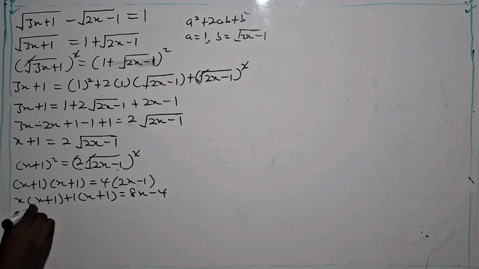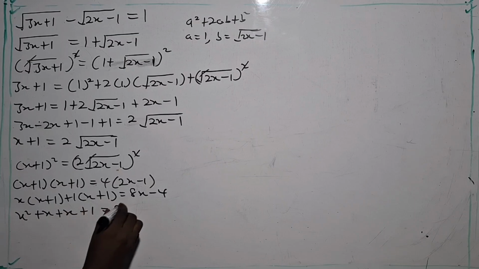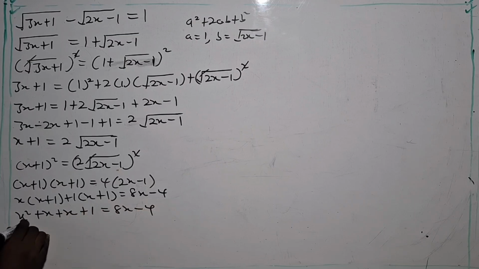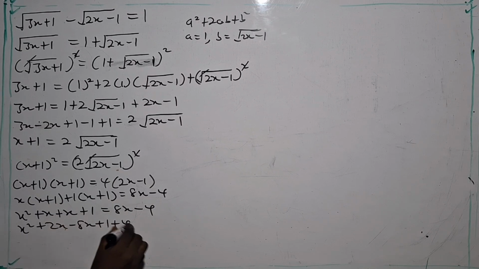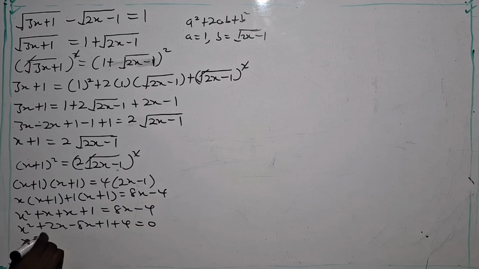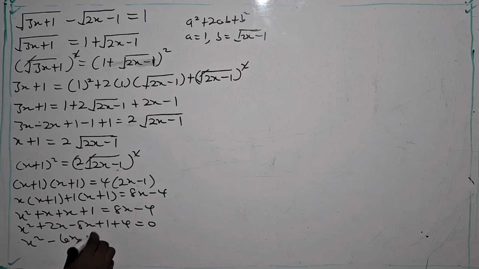So here I'll get x squared plus x plus x, then plus 1 is equal to 8x minus 4. So you have x squared plus 2x. Let me group like terms. Minus 8x plus 1 plus 4 is equal to 0. X squared minus 6x, yes, 2 minus 8, so plus 5 will be equal to 0. So now I have x squared minus 6x plus 5 equal to 0.